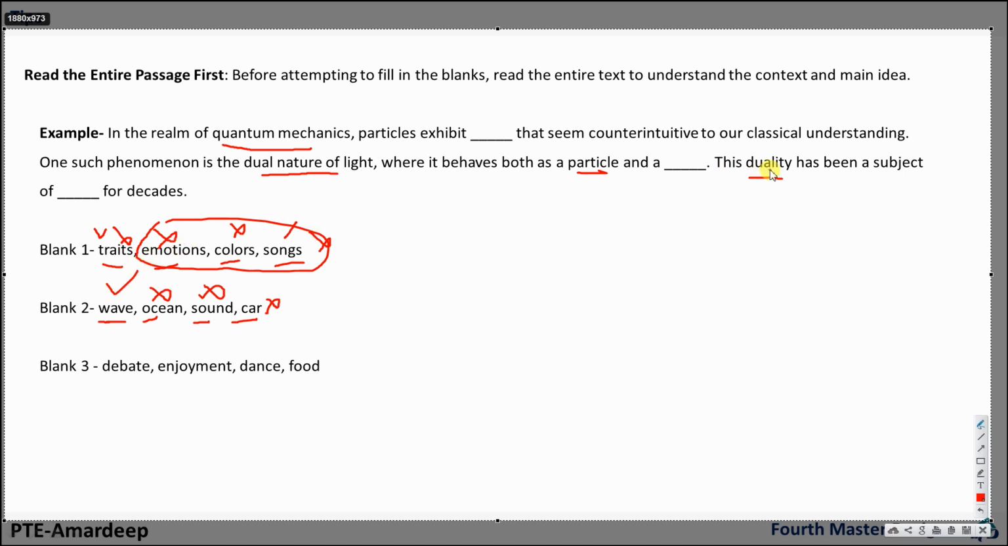This duality has been a subject of debate for decades. Means they are talking about time. I got the idea.